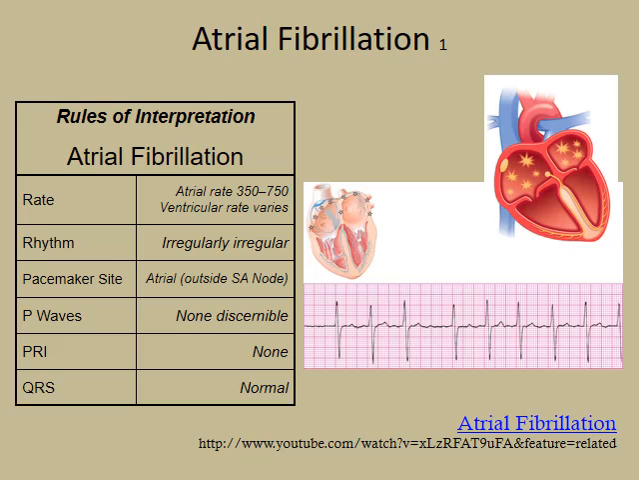You cannot see any P waves. There are no P waves, just a whole bunch of little bumps on that isoelectric line from that fibrillation. Your PR interval, there is none, because you don't have a P, so you can't have a PR interval. QRS complex, for the signals that get through that AV node, the QRS complex is normal.